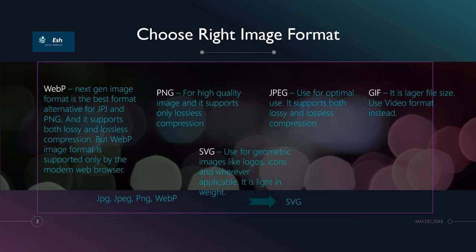The next thing is the SVG format. SVG format is a very light image. The weight of the image is so light. It's very small, but the images are geometric images. So let's take logos and icons. We can use the SVG format instead of PNG or JPG for logos or icons. So wherever you can, use this format on your website.